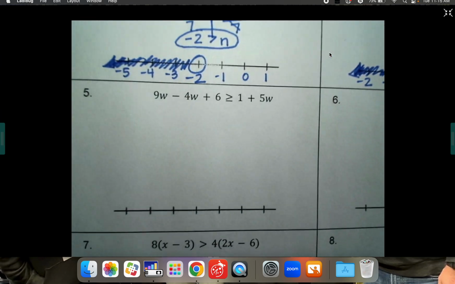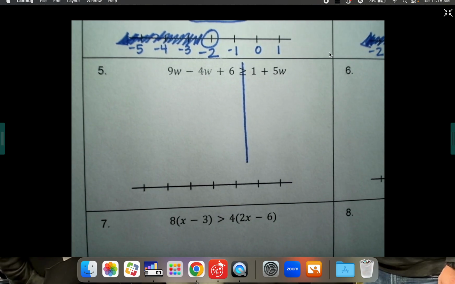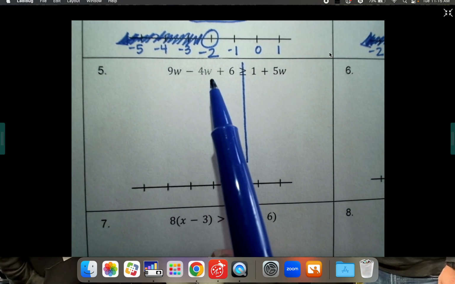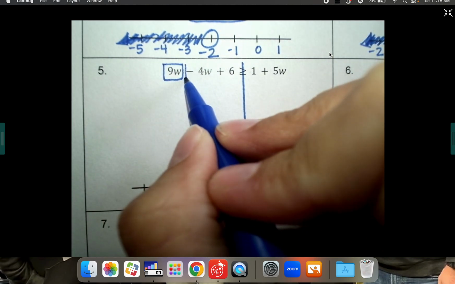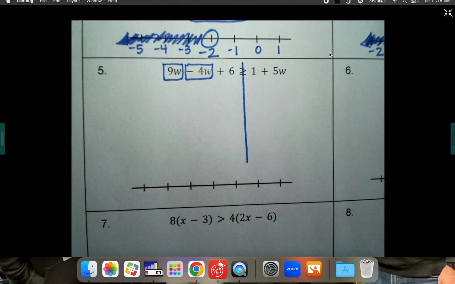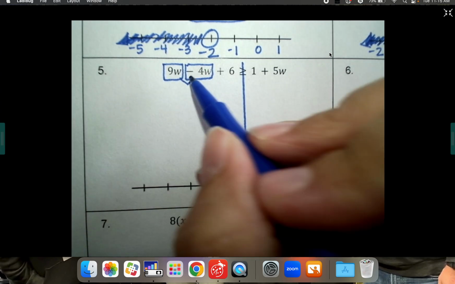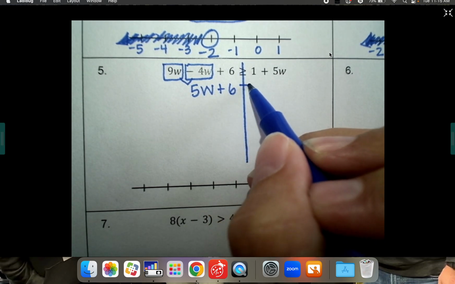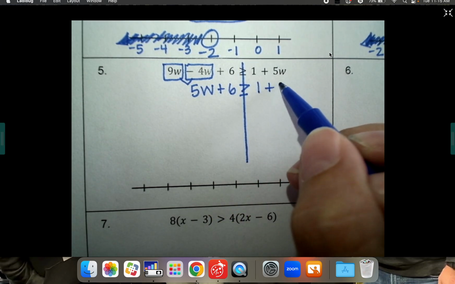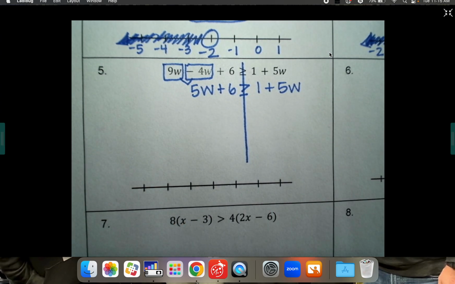All right, number 5. We don't have distribution, but we do have like terms on the same side. So I would box these in and go ahead and combine these first. 9w minus 4w is 5w. Bring down your plus 6, bring down your 1, plus 5w. You should probably be having a red flag moment right now.